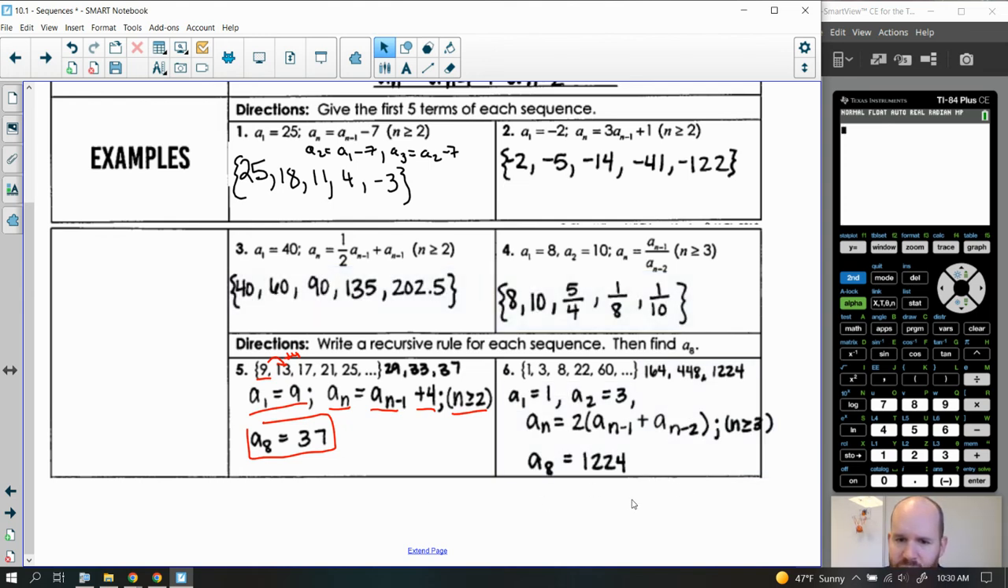Question 6 actually depends on 2 previous terms, where each term is equal to double the sum of the previous 2. For example, 1 plus 3 is 4, doubled is 8. 3 plus 8 is 11, doubled is 22. 8 plus 22 is 30, doubled is 60. So the way I would describe this sequence is I'd add the 2 previous terms, so the n minus 1 and n minus 2, the 2 terms preceding the third, and double that value. This is true for every term bigger than 3. And if we use that same pattern to extrapolate out, I get that the 8th term is 1,224. Okay, so those are recursive formulas.